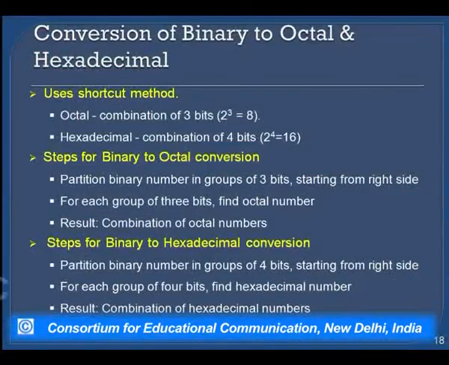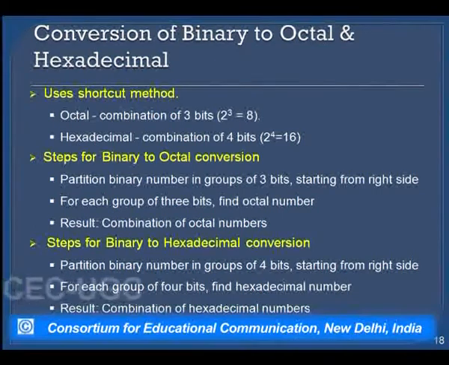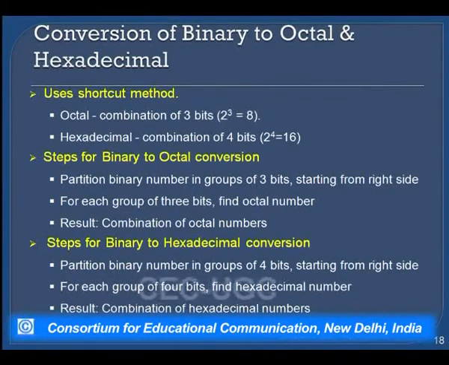Given a binary number, to convert it into octal, we start making groups of 3 bits starting from the right hand side. So, first 3 bits of the right hand side form one group, then the next 3 bits form another group and so on, and for each 3 bits we find the octal number. And for binary to hexadecimal, again we do the same thing, but now we make groups of 4 bits starting from the right hand side, and for each combination of 4 bits we find the hexadecimal number.